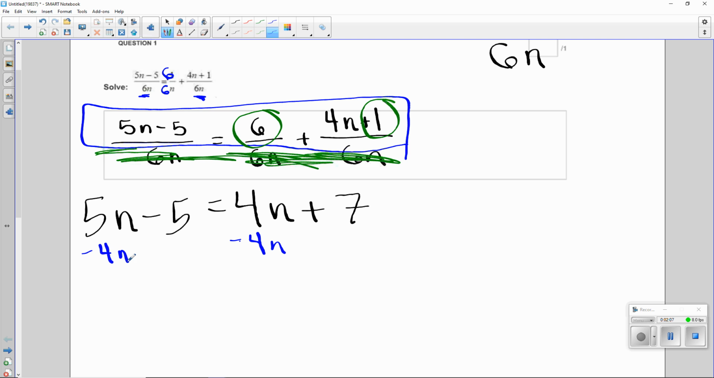So I'm going to subtract 4n from both sides. I'm going to add 5 to both sides. So we're left with 1n, those cancel, equals 12.